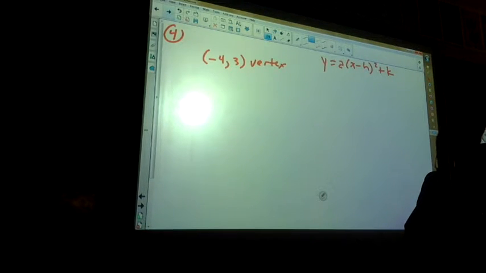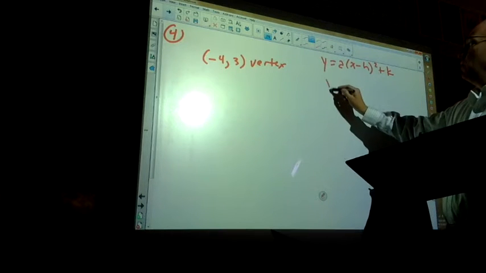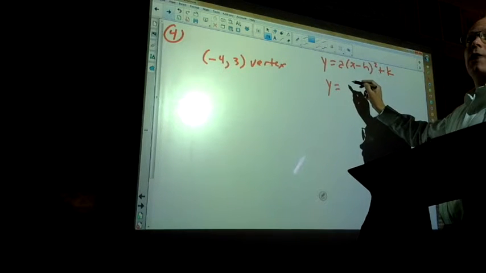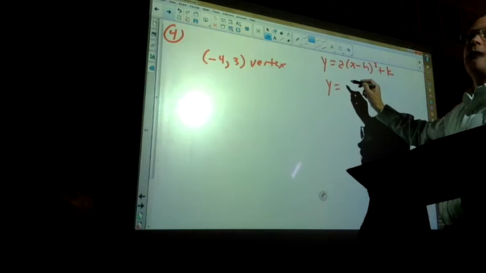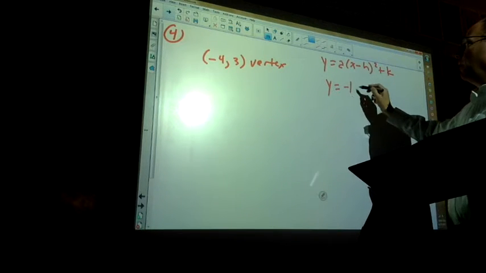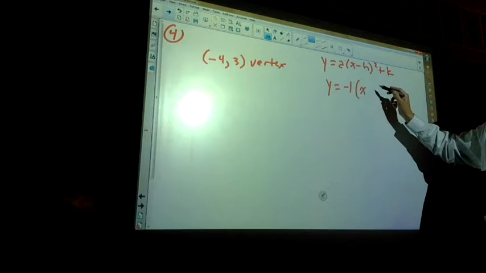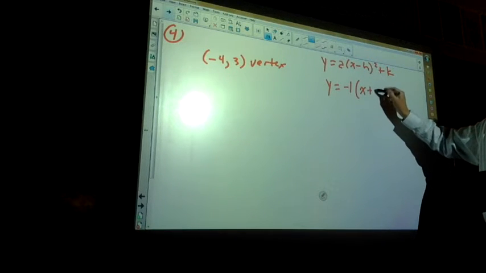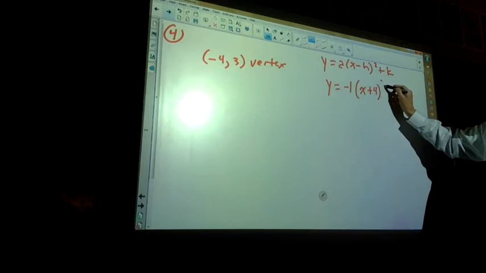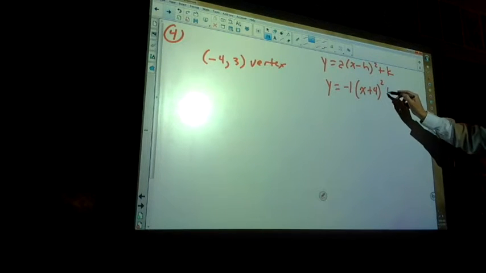So if I go right 1 and down 1, what's my a value? Careful, it opens down, so negative. -1. And then for my vertex, what should my h value be? Positive 4, because remember it's always opposite. And my k value is 3, and that's always the same.